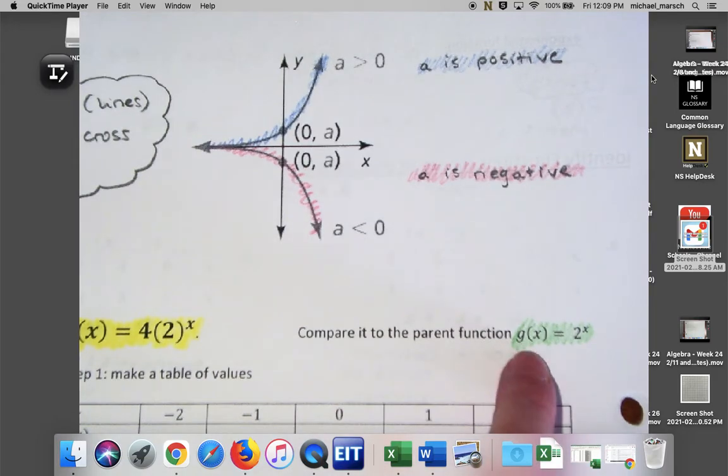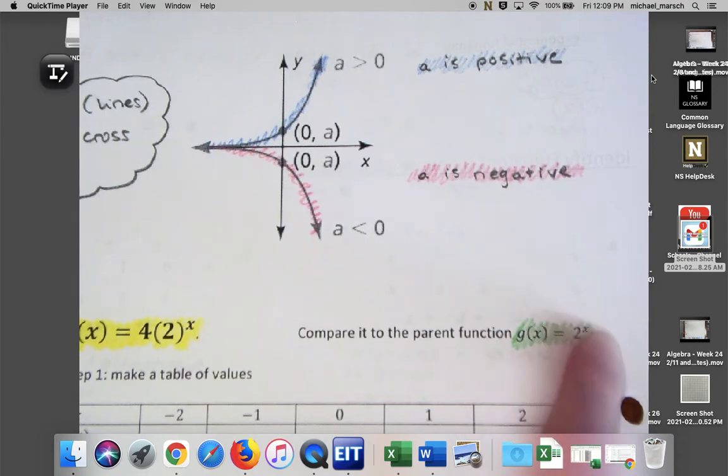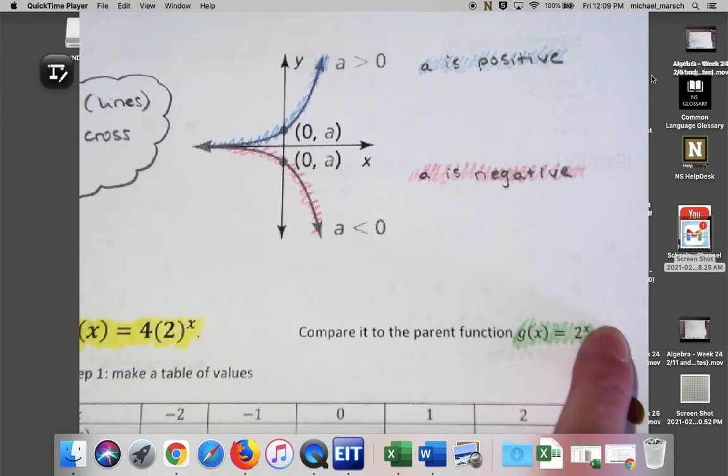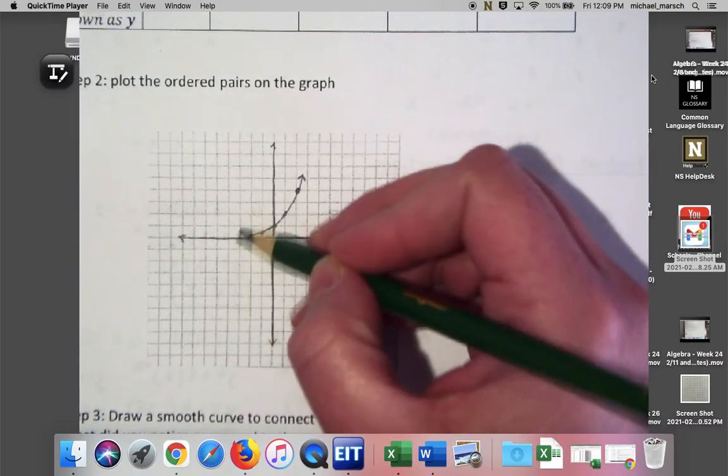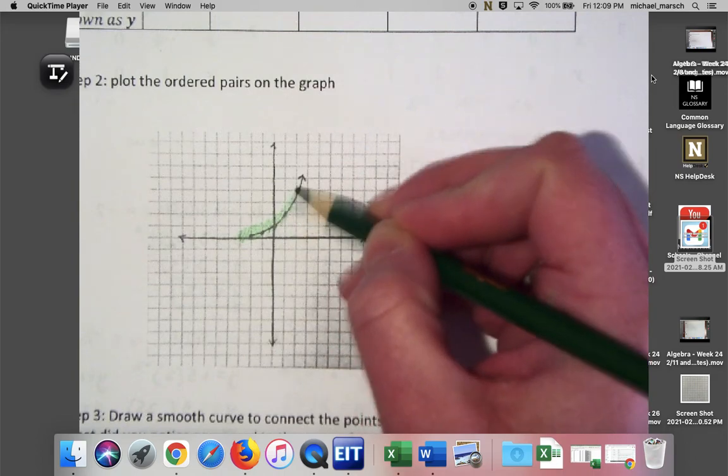And it has a G there. It could be an F. It could be an H. It could be an M. Anyway, y equals 2 to the x power. Remember, that's just a fancy way of saying y. So if you look down here at your graph, let's go ahead and color this in green. That's our parent function there.